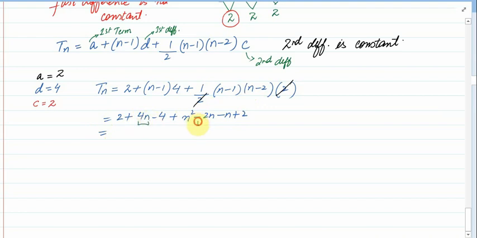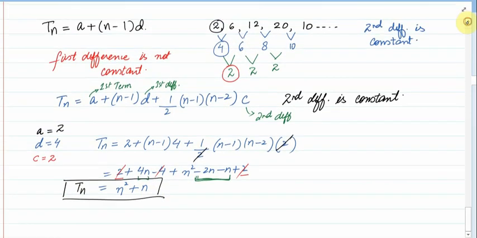4n and minus 3n, right? So the first thing is n square, plus 4n minus 3n is n, plus 2 and 2 is 4, 4 and minus 4 cancel. So the nth term is n square plus n. That is the answer. So note it down in your copies, right? That is the case when the first difference is not constant but the second difference is constant. So you have a quadratic equation whenever the second difference is constant.